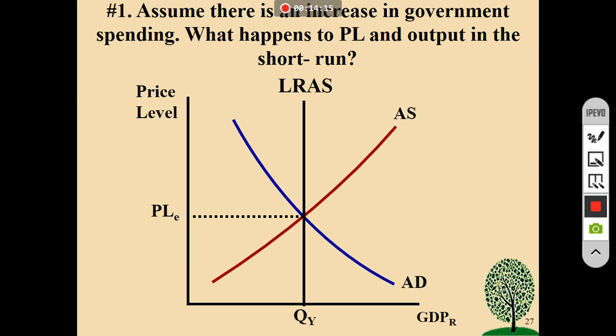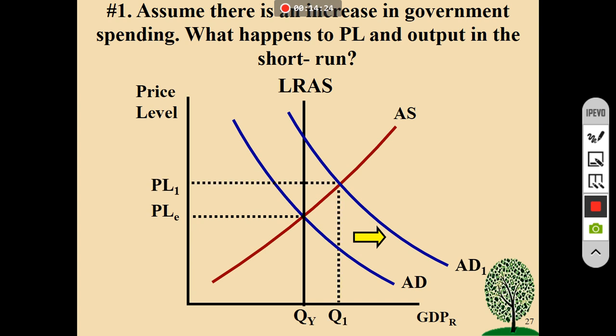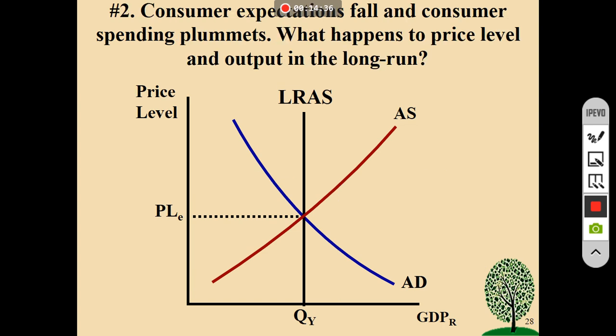Increase in government spending is part of GDP. That's going to increase aggregate demand. Boom, okay? Price level went up, output went up. In the short run, that's what happens, okay? We see an increase in price level and an increase in quantity. Okay, now consumer expectations fall and consumer spending plummets. What happens to price level and output in the long run?